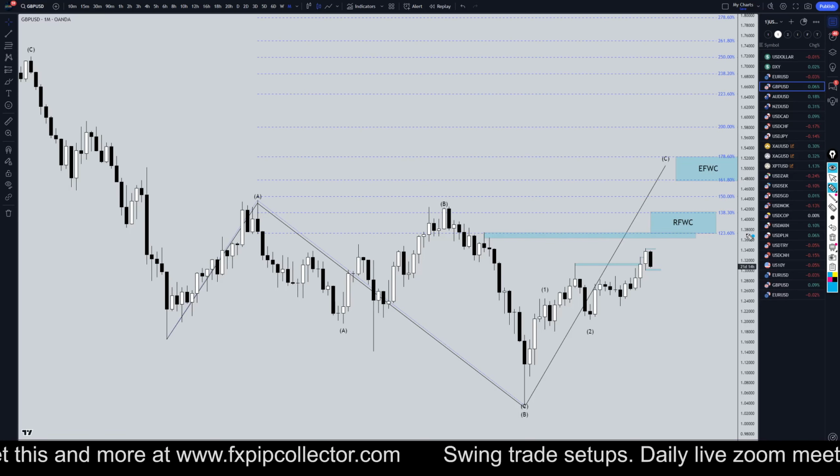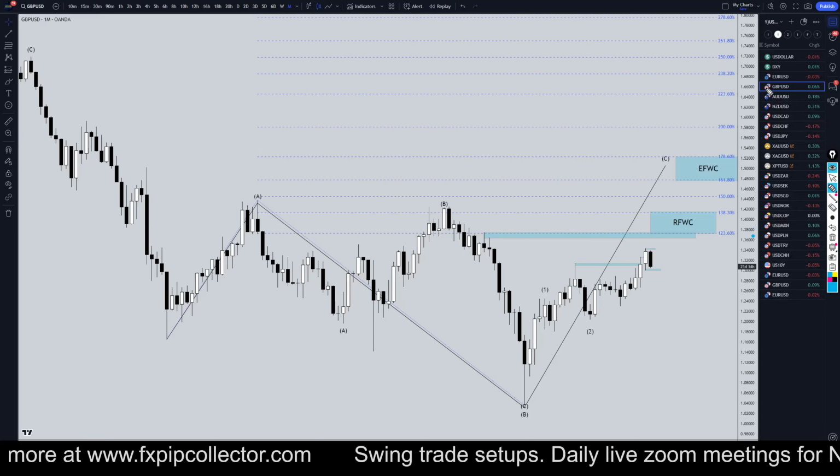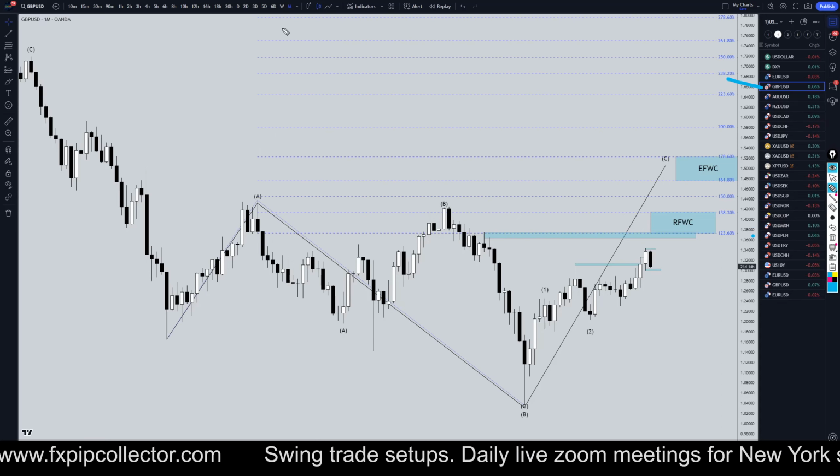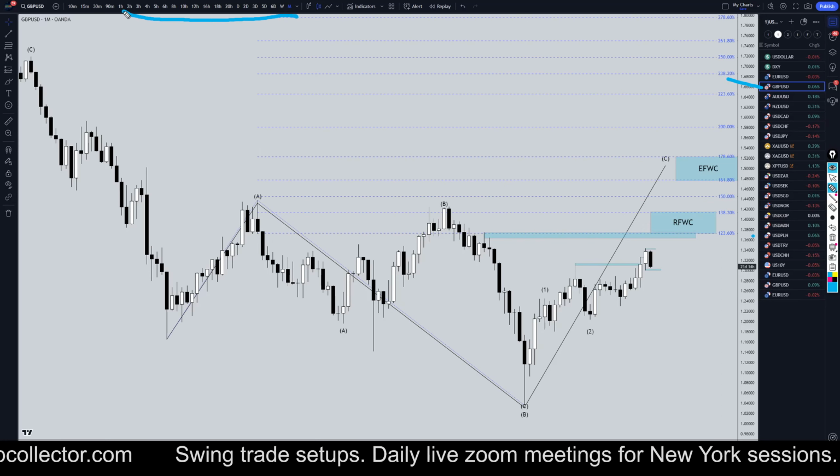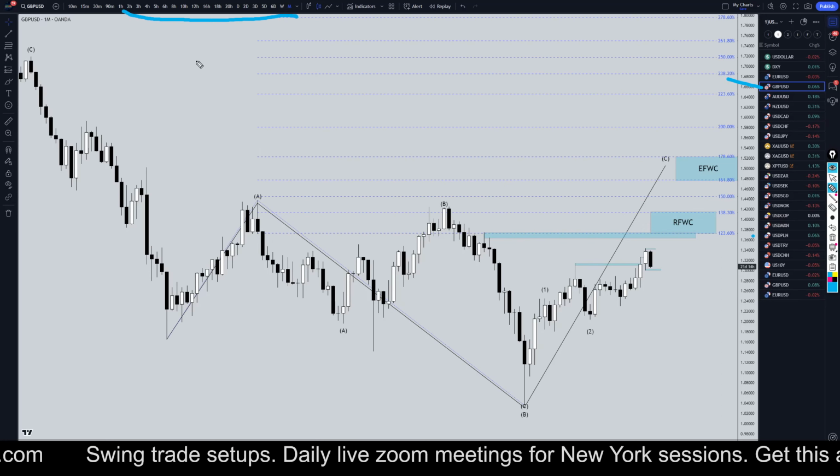Today is Thursday, October 10th, and I'm going to be analyzing the pound US dollar, starting on the monthly, working my way all the way down to the 1 hour time frame for the full top-down analysis.